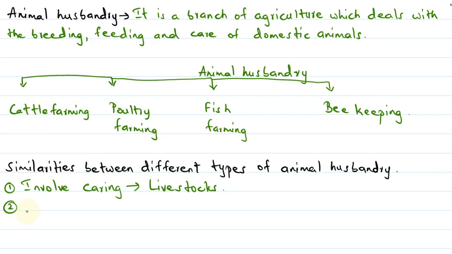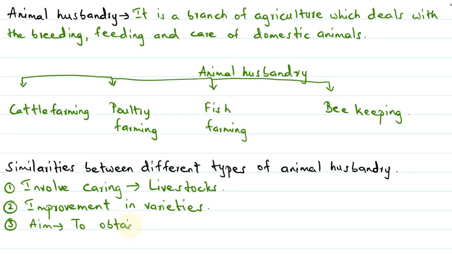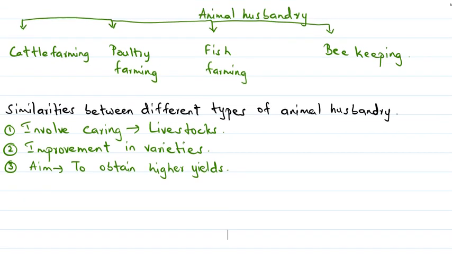Next similarity is it involves improvement in varieties of livestock. Okay, so the techniques are performed such that the varieties of these livestock are improved. So in each of these techniques, the aim is to improve the varieties. Then the next similarity is that these techniques are performed with an aim to obtain higher yields. Okay, so all these four techniques of animal husbandry are performed with a single aim to obtain higher yields. Okay, so this is also a similarity.